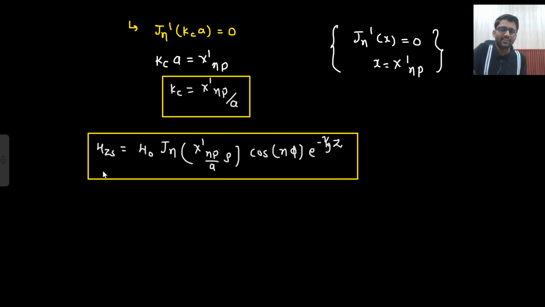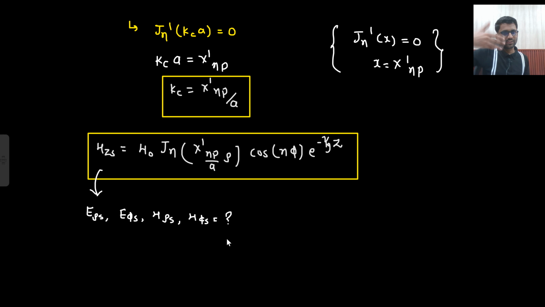Now from this Hz dash, what all do you need to determine? E rho s, E phi s, H rho s and H phi s. By using which equations? Those 4 equations that we wrote down. Minus gamma g upon Kc square, del by del rho, Ezs. Using those equations, we need to determine these values. So can you do it on your own? Pause the video and write down the expressions of all these on your own without even looking back.